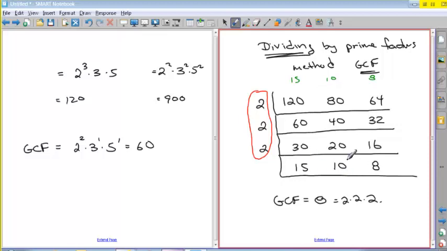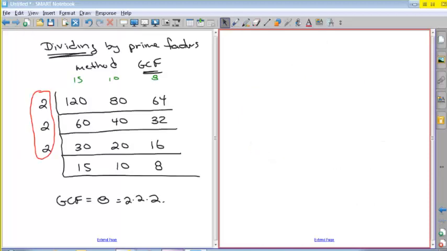So these are these numbers down at the bottom. These are actually what's left over when you divide by that same number. So that's the dividing by prime factors method. The last case is Euclid's method.